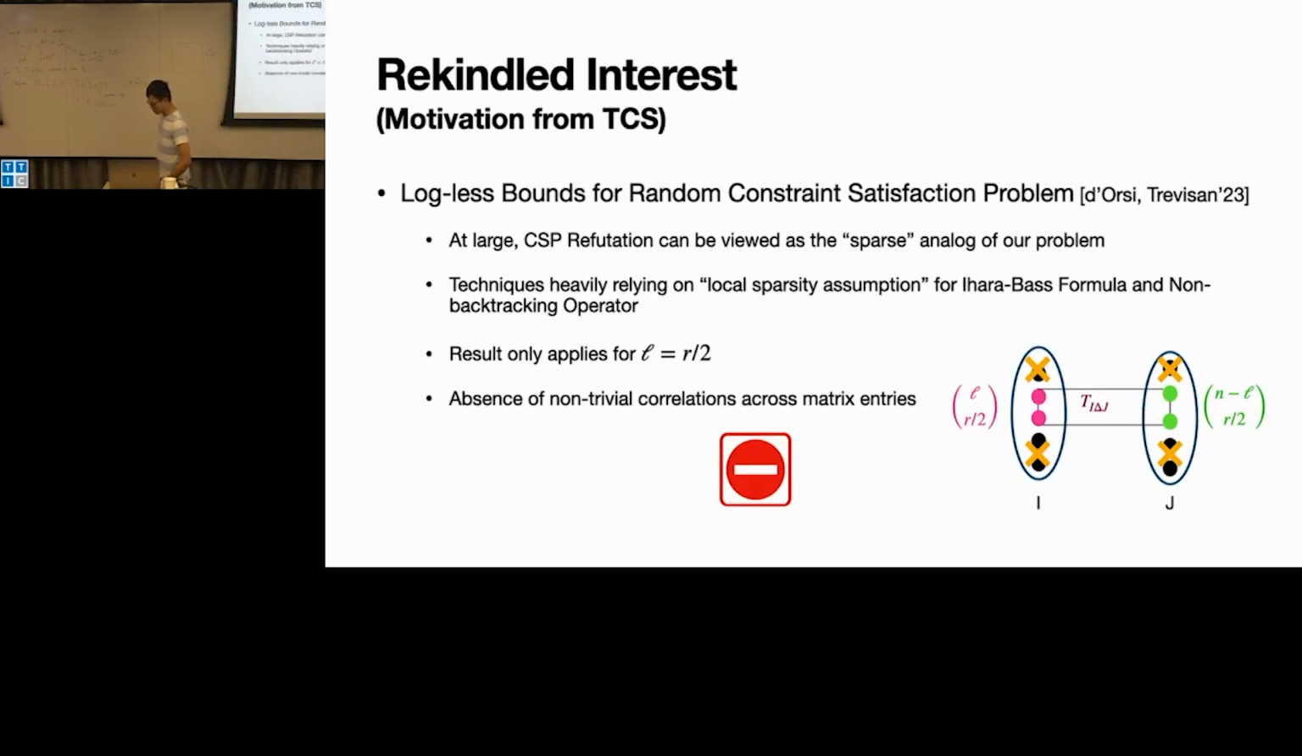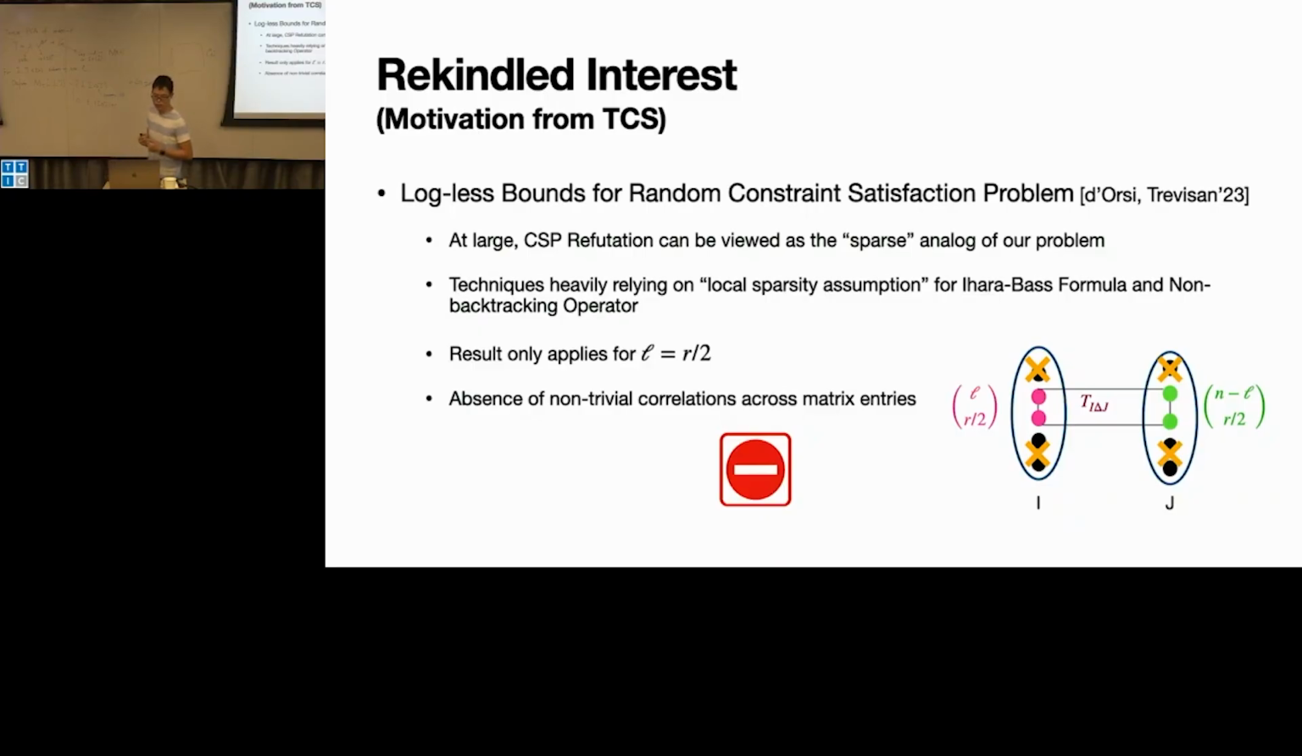One motivation is coming from TCS, and it's this central question of refutation of random CSP problems. You can view it as a sparse analog of our problem. Instead of an IID Gaussian tensor, which is a dense matrix, you put some sparse matrix instead. This question was investigated previously by Tommaso d'Orsi and Luca Trevisan in 2023, where they show a bound that does not contain an extra polylog factor.